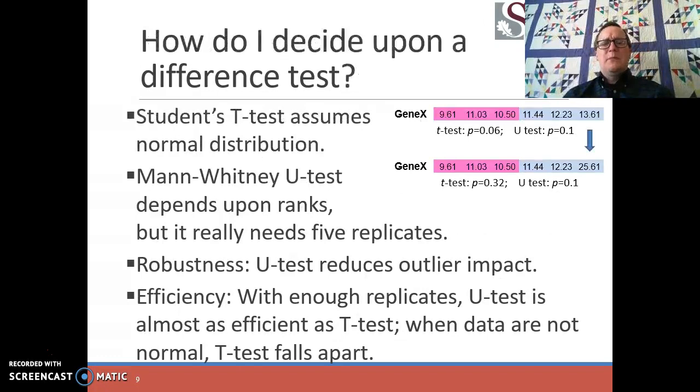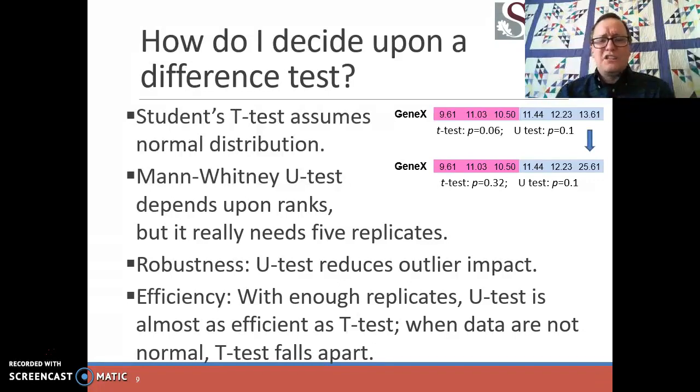So how would you decide upon a difference test? Student's t-test assumes a normal distribution. I think many people know that, but it's a little hard for them to evaluate whether the data are normal or not. Frequently you have only 3 replicates, and there's really very little you can do with 3 replicates to tell whether they're normal or not.